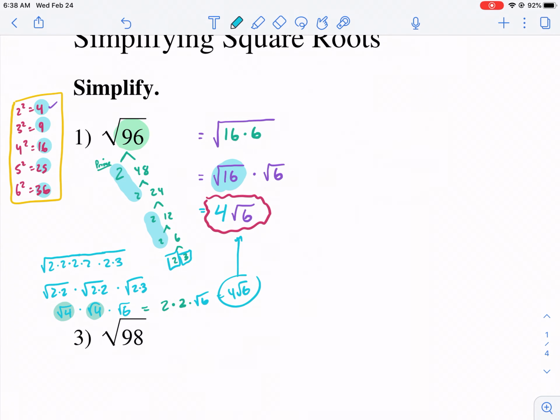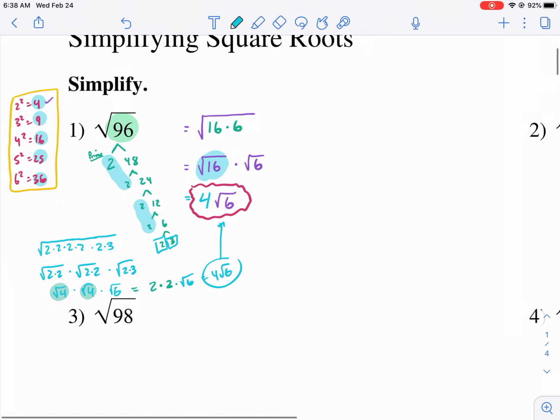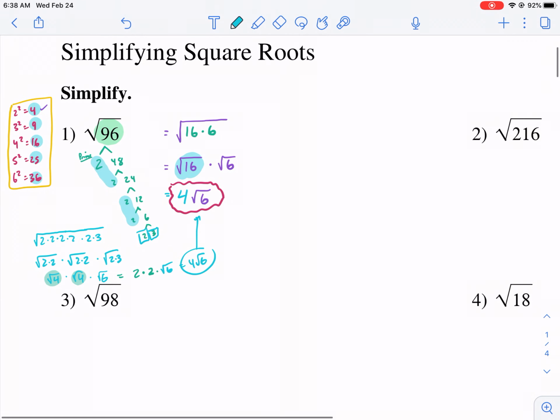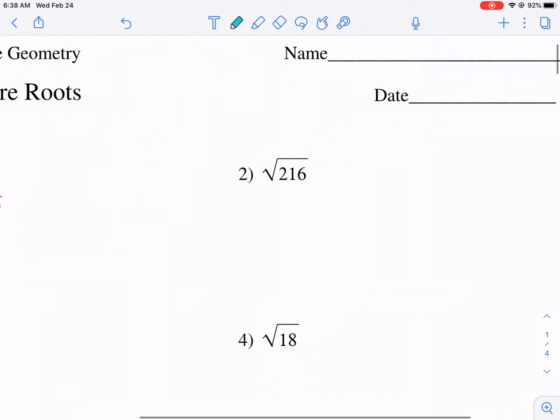Okay, so there's two methods here. We have looking for perfect squares. That's the first method. And then we have the factor tree method. Factor tree method always works, and sometimes it's a little bit longer, but it always works. That's a good method to use. I recommend both.